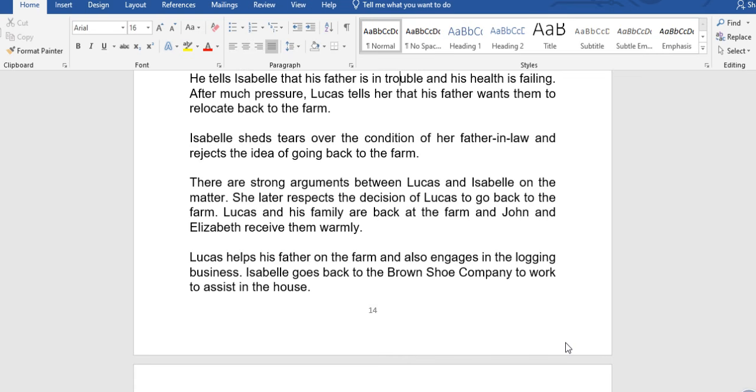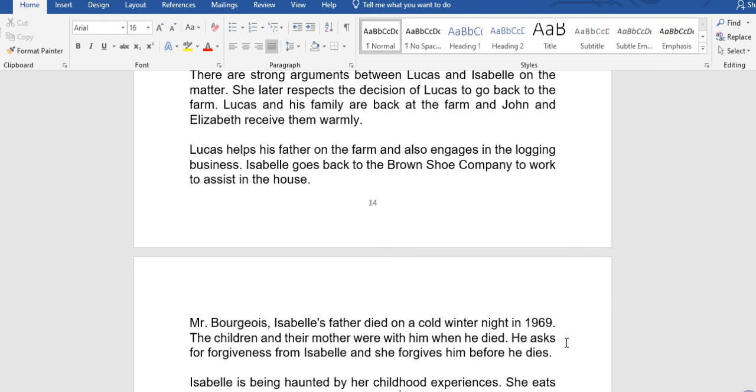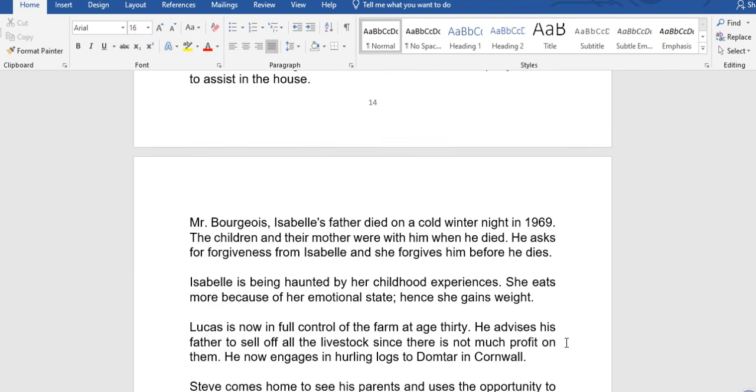Lucas and his family are back at the farm, and John and Elizabeth receive them warmly. Lucas helps his father on the farm and also engages in the logging business. Isabel goes back to the brown shoe company to work to assist in the house.